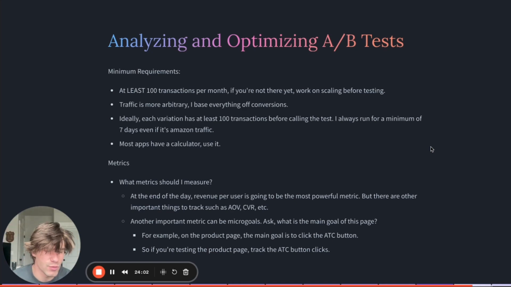Again, for the homepage, what's the goal of the homepage? You want them to actually view your products, right? So you can look at click-through rate on the homepage, track banner clicks, things like that.